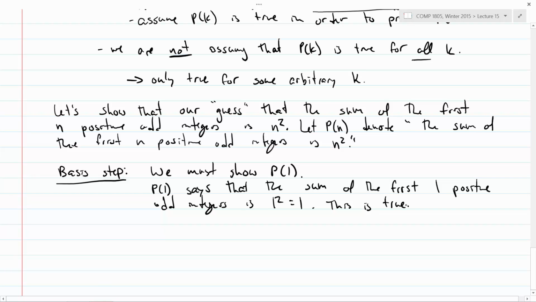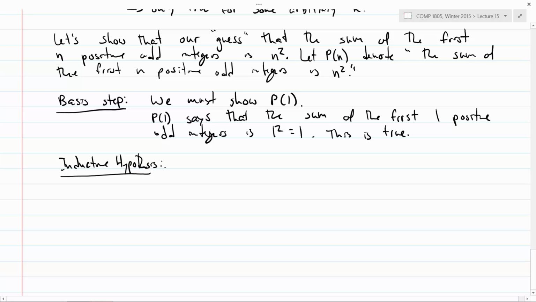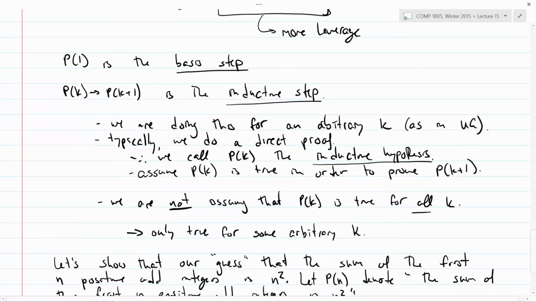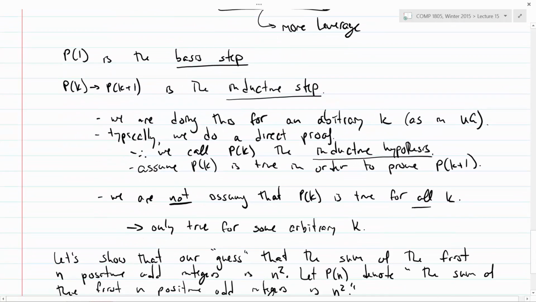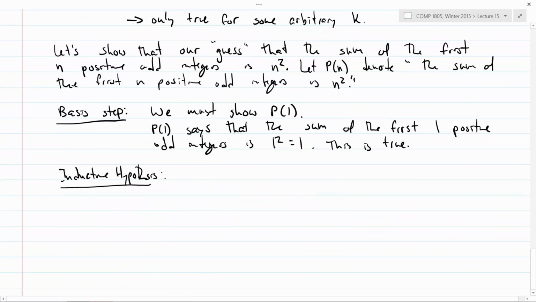So now we move on to doing the inductive step. But before I do that, you should write down the inductive hypothesis. You write down what it is you're going to assume. So let's go back up here. The inductive hypothesis is P(k) for an arbitrary k. So assume that P(k) is true for an arbitrary k.